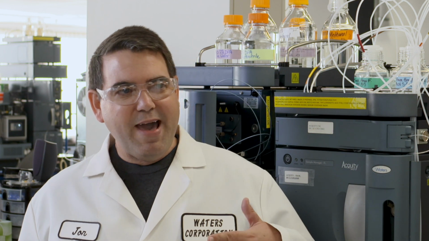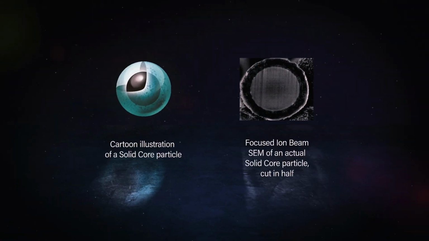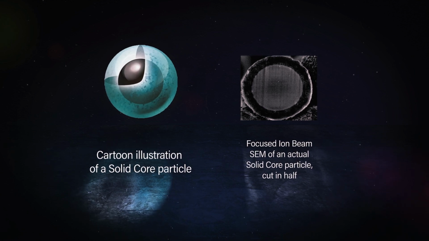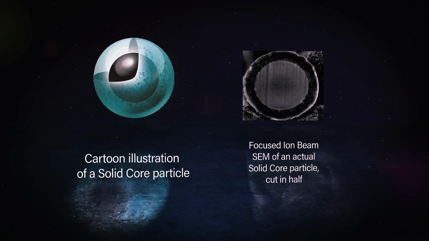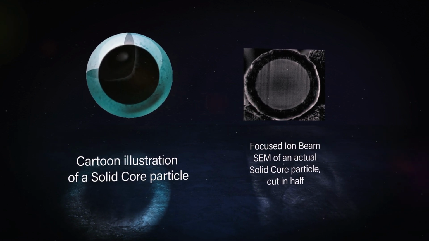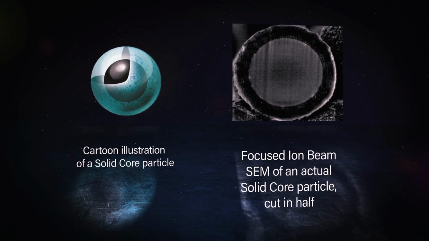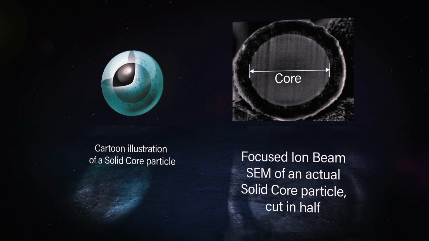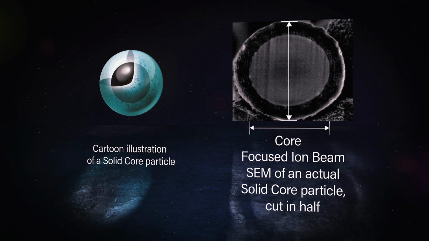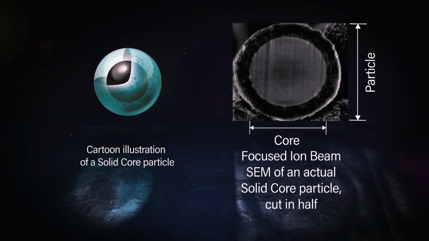But first, let's take a step back and give our audience some background as to what these particles look like. That's a good idea. So Kim, here's a couple images of some superficially porous particles. The cartoon image on the left is what you see typically in the marketing brochures. You can see that it's a solid core surrounded by a superficially porous shell. The image to the right is an actual particle that we cut in half with a focused ion beam. Again, this depicts a solid core surrounded by that superficially porous shell where all the chromatography takes place.